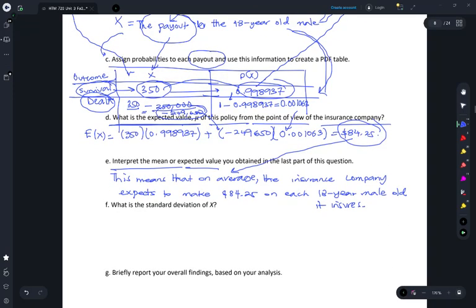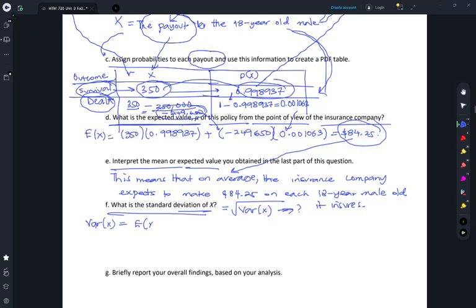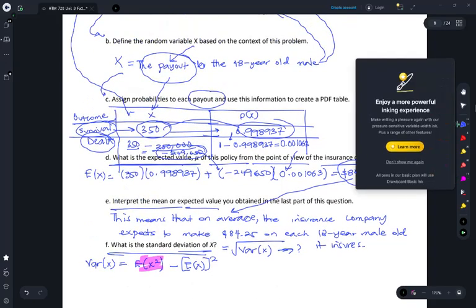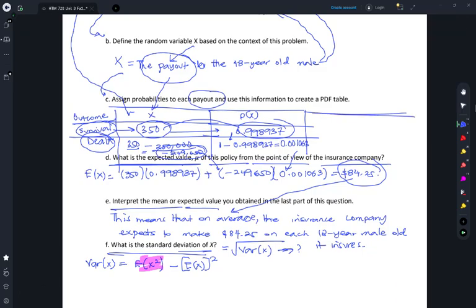And that takes us to the standard deviation of x. Standard deviation is always the square root of the variance of x, so we need to find the variance first. The variance of x is the expected value of x squared minus the mean we just got, squared. To find the expected value of x squared, like we did in the past example, we take each x squared value and multiply by the probability.